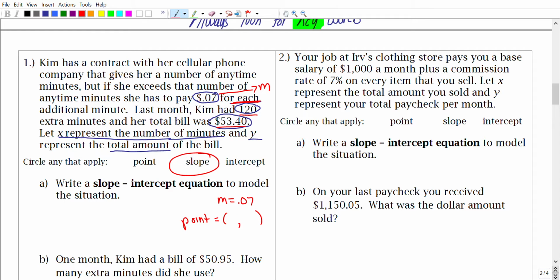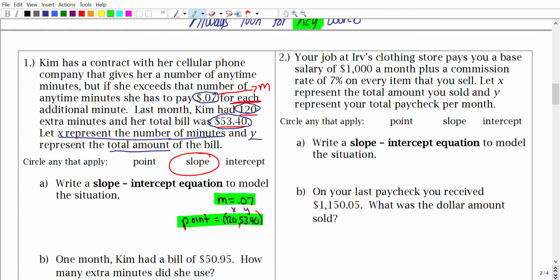Well, how do we write our point? We have to identify what variable represents what, because remember, our point has to be x comma y. So let's see, x represents the minutes, so that would be 120. So this one's going to be 120. And our y represents the total amount, so that's 53.40. Okay, we have our point, we have our slope.